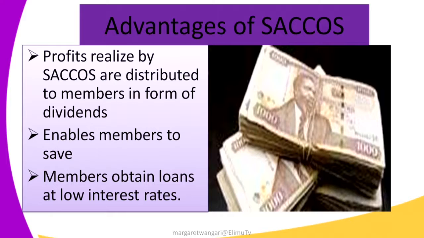The other one is that members obtain loans at low interest rates. The interest rates charged on those loans are very minimal. It's very little. And therefore, that is an advantage compared to other banks and other financial institutions that we have. I know a number of SACCOs that charge around 1% interest rate on the amount that you borrow.